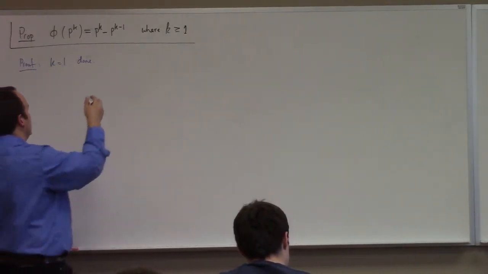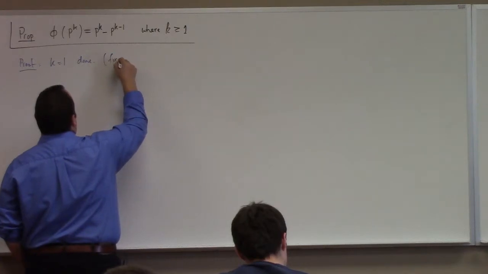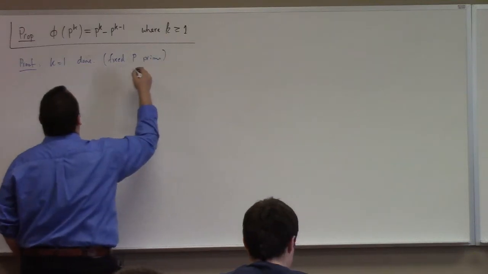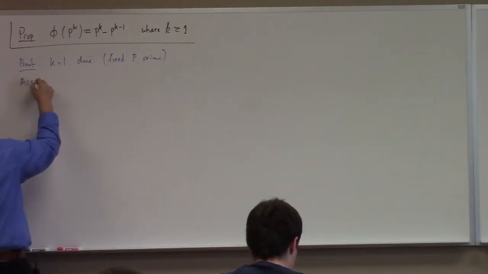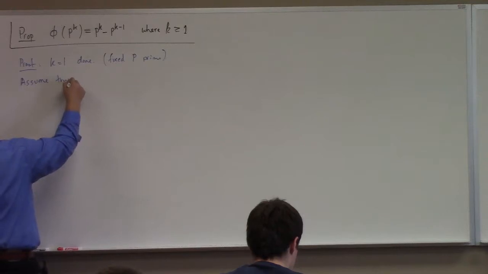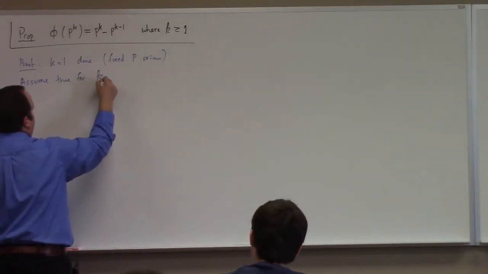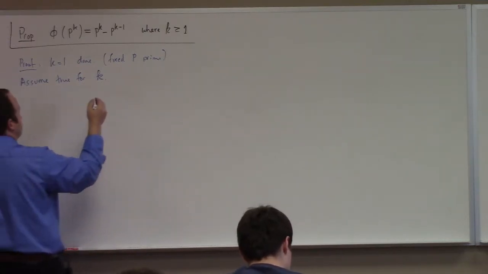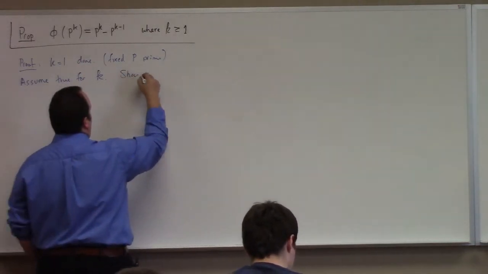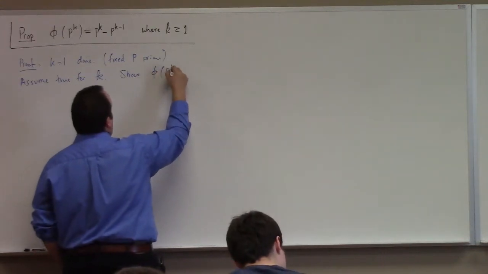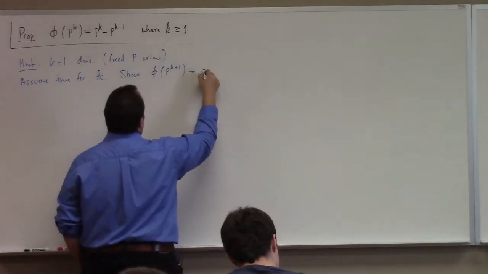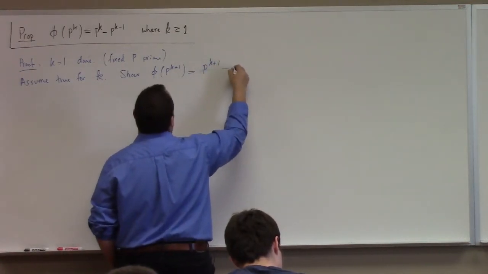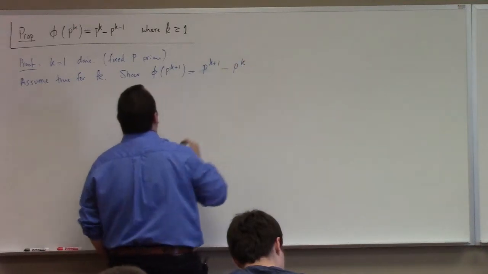Fix p. Let's say fix p prime, right? Obviously. So you want to assume it's true for k. Then show that phi of p to the k plus 1 equals p to the k plus 1 minus p to the k. I don't not believe you, but how do you show it?